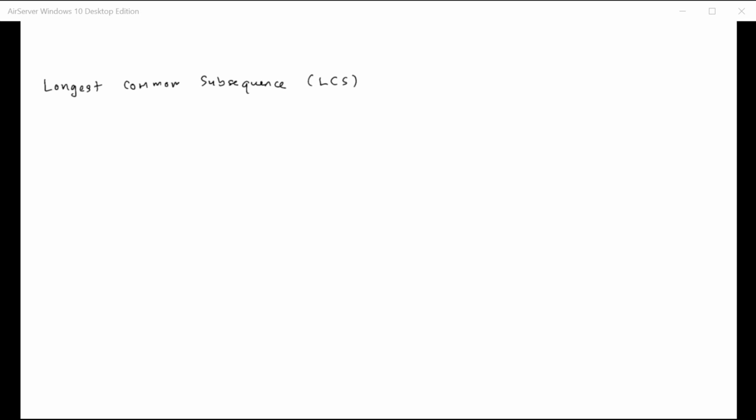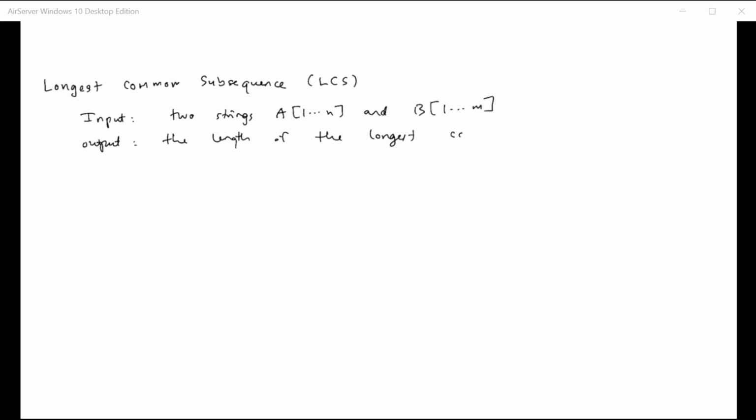So in this problem, the input is two strings, A of length n and B of length m. Okay, and we want to output the length of the longest common subsequence of A and B.